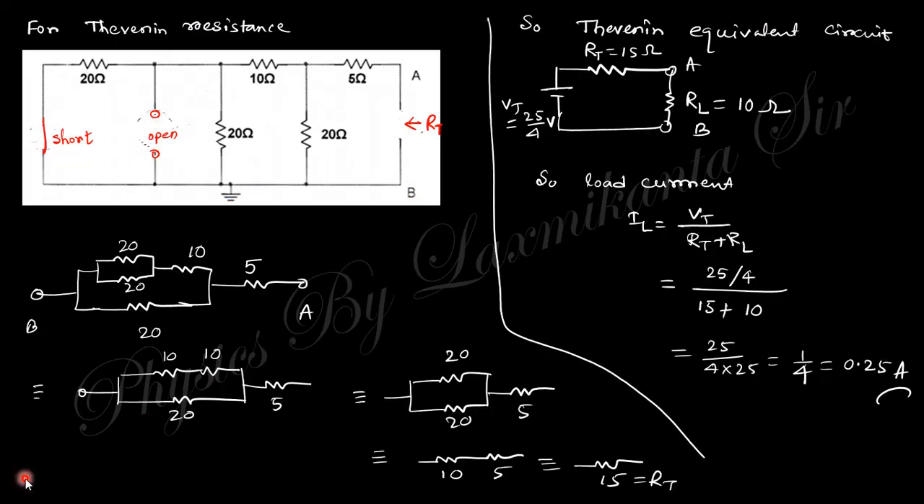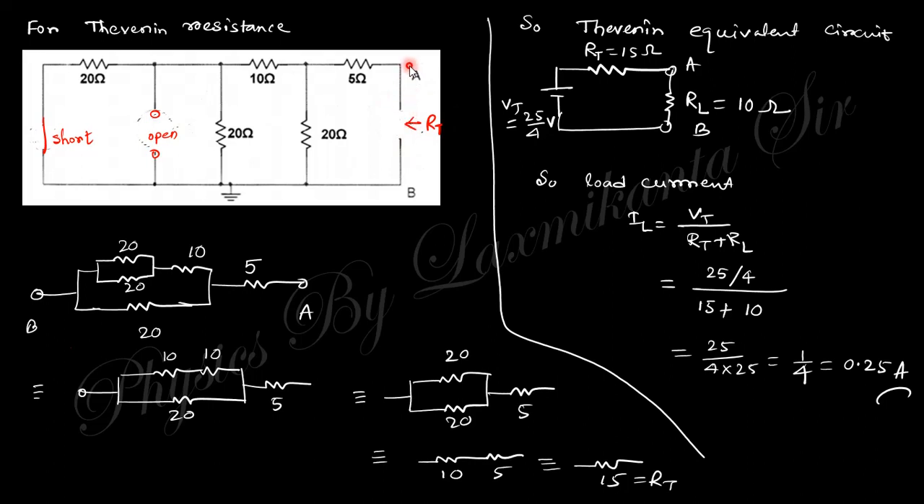Now we need to find the Thevenin resistance. How will we get the Thevenin resistance? The voltage source is shorted, that is, replaced by its internal resistance, and the current source is opened. So now the circuit will be like that. You need to find the resistance across AB.